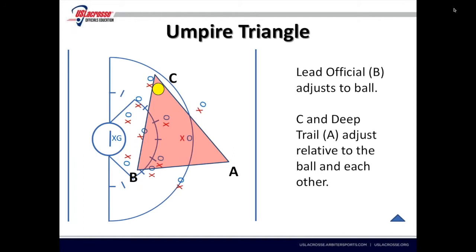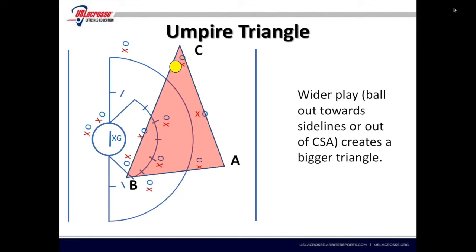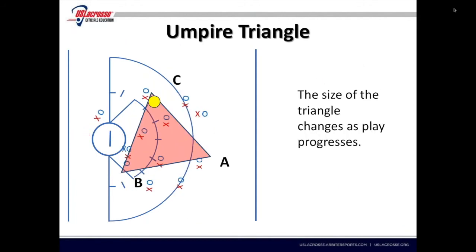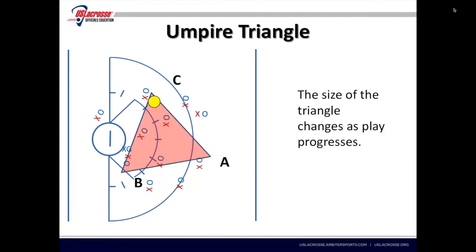You will note that the lead is adjusting to the ball. The deep trail, A and C, are adjusting relative to the ball and each other. As we go through the slides again, let's look at the movement of the triangle and the ball. Is the middle of the arc covered in each situation? Is the lead moving correctly in relation to the ball?